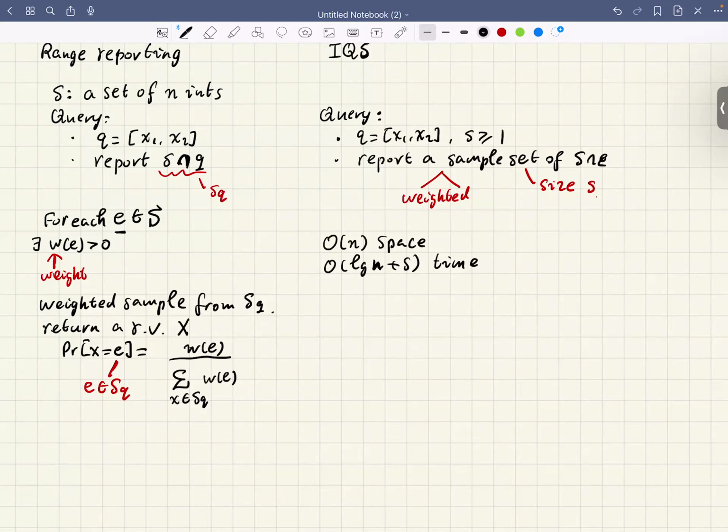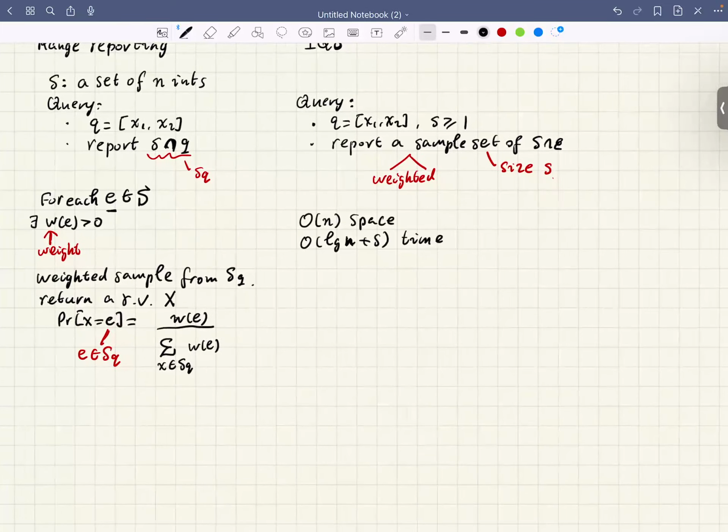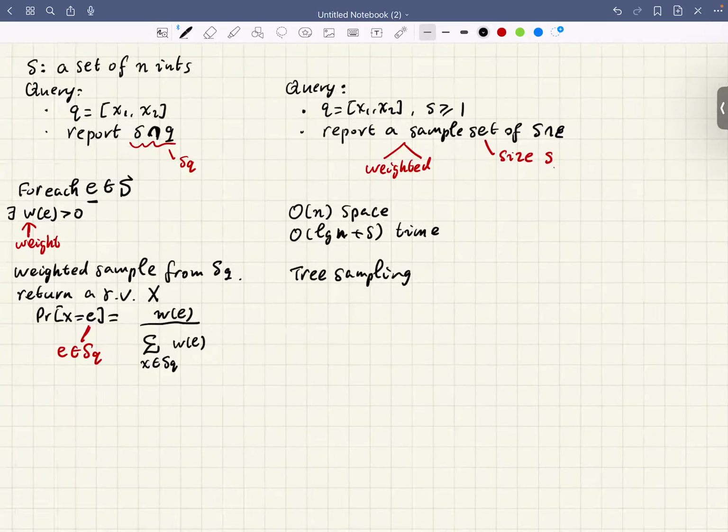Okay, good. On the other hand, we can do this. I think now we're in the context. So I was saying today we're going to talk about tree sampling. I'm going to define tree sampling, and then I will remind you why we're talking about this.